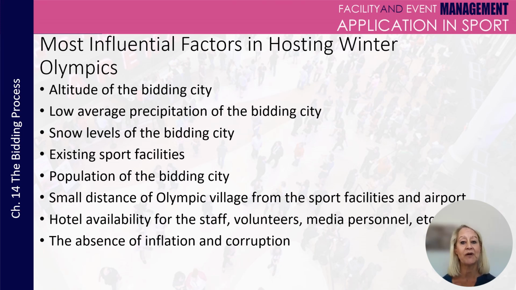They need existing sport facilities, so ready-to-use venues for events, reduce costs and complexity. And population is important. A larger population provides volunteers and infrastructure, but you also want that to be manageable. And then the proximity of the Olympic Village. So the Olympic Village needs to be close to sport facilities and airports for efficient logistics. And you need adequate accommodations for athletes, staff, and media. As well, you also want to look at the absence of inflation and corruption. You need economic stability and transparency to ensure a smooth event management.